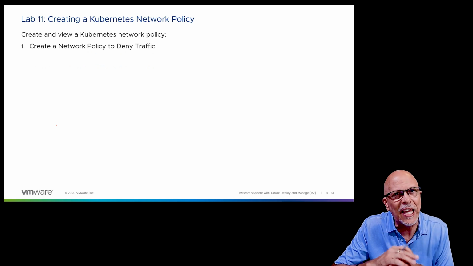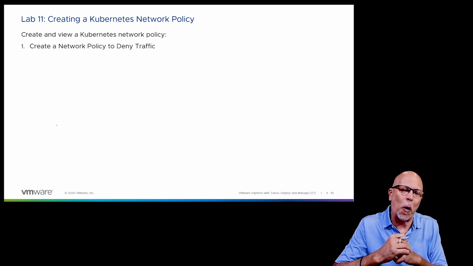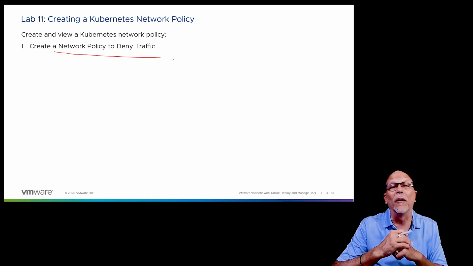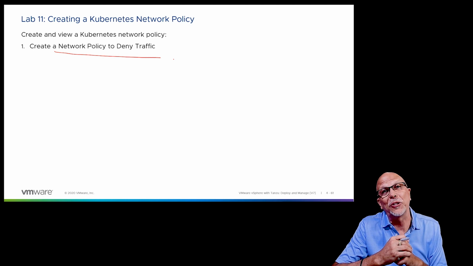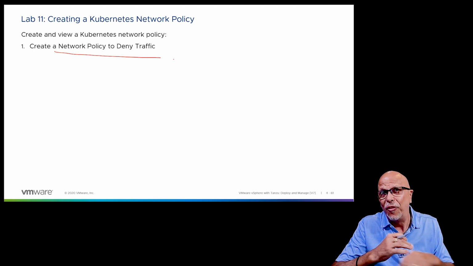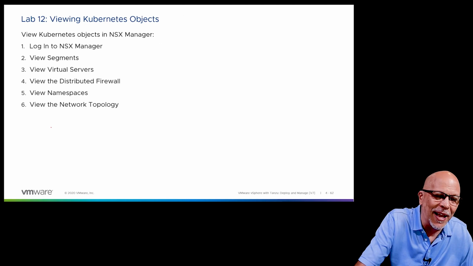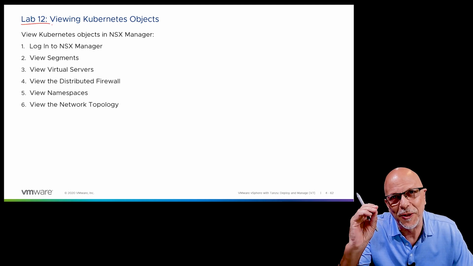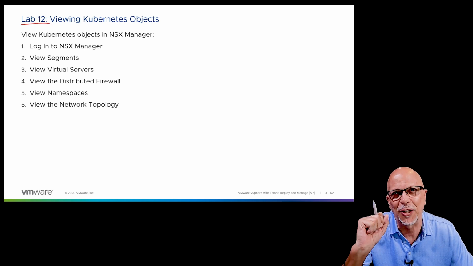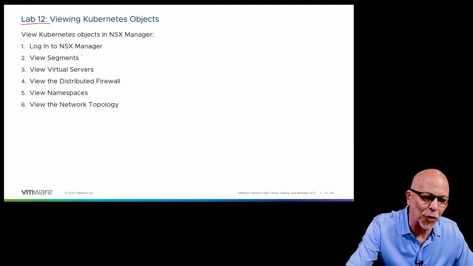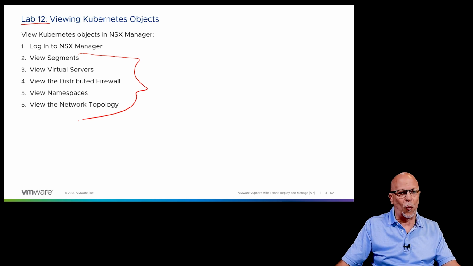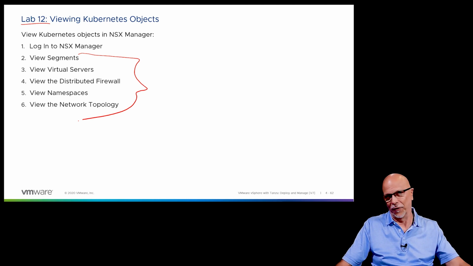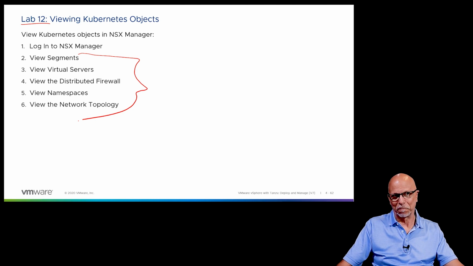Then we're going to go a little bit further. You now are able to reach the NGINX, and what we're going to do is create a network policy that's going to deny all traffic to it. Go ahead and refresh your browser, and you're going to see you can't connect to the NGINX. Then we're going to explore in lab number 12 here. You're going to jump into the NSX-T graphical user interface, explore all of these components, and you'll actually see the firewall rules that are blocking connectivity to your NGINX application.